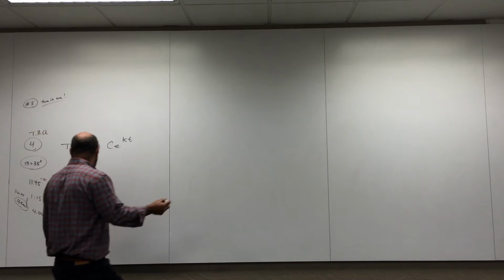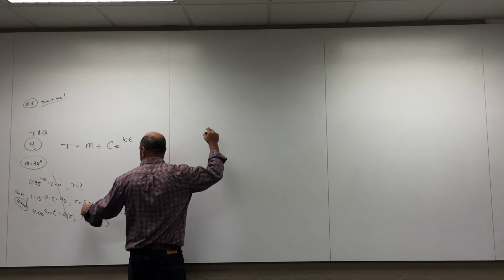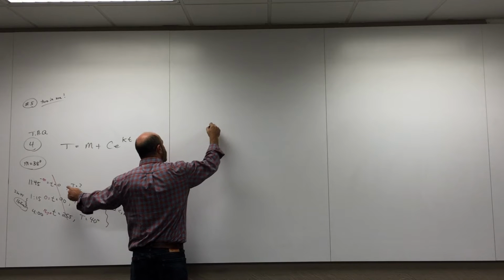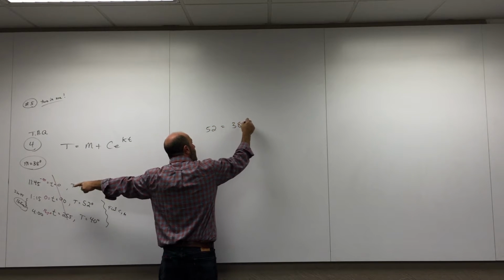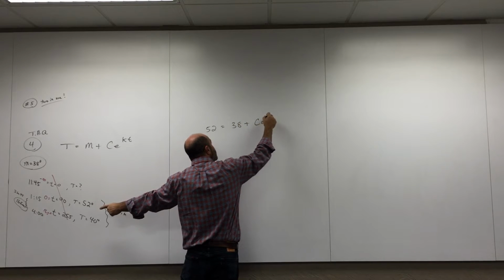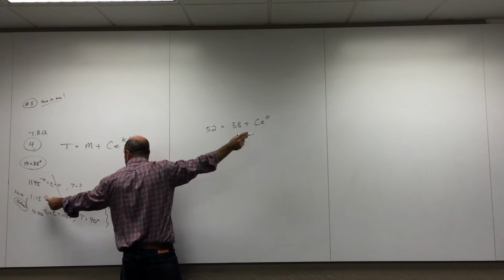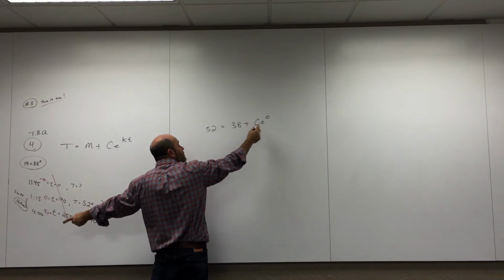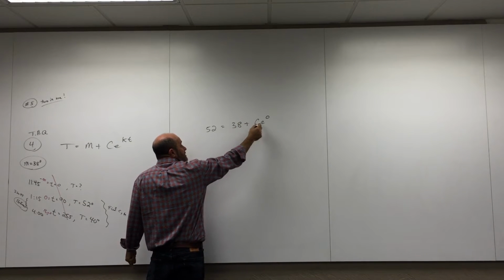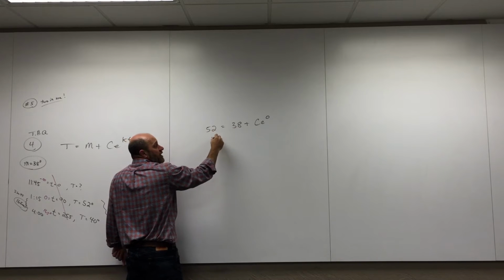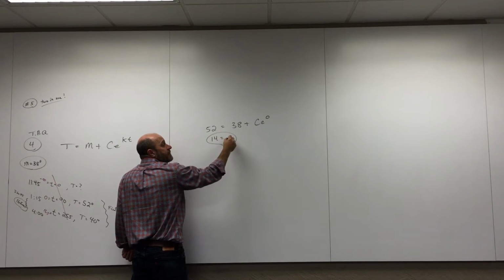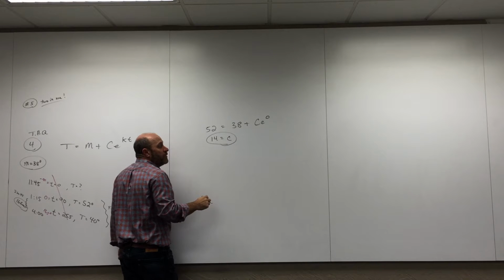Here, let me help you a second. So I'm going to use this first piece of information, and what it says is the temperature is 52. What's the M? 38. The C, E to the 0. I'm plugging in 52 and 0. You guys okay? Yeah. So very quickly, this is easy. C is here, and you move the 38 over, and you realize that C is 14. Got that? Yep. So that's cool.